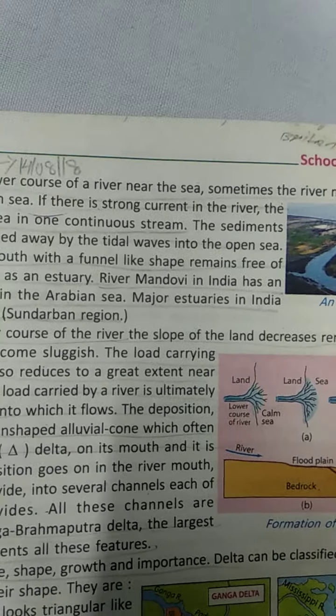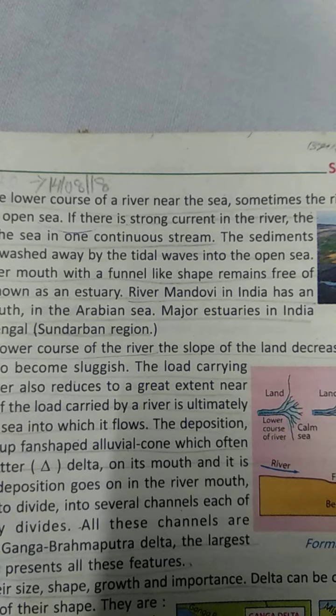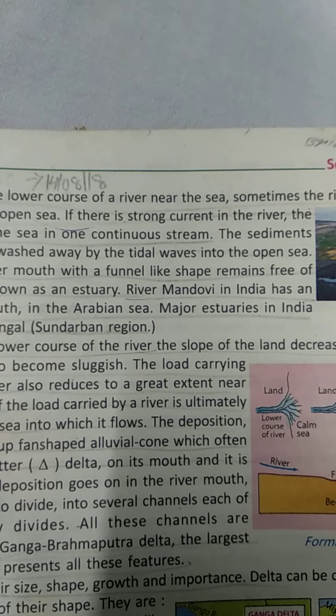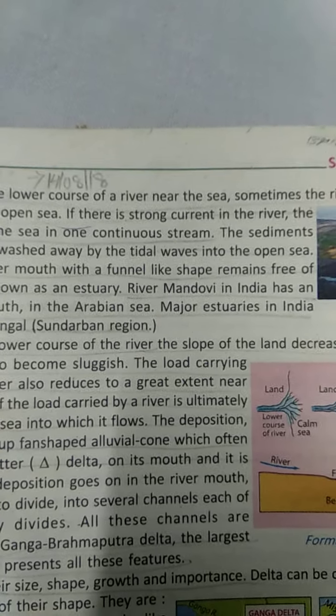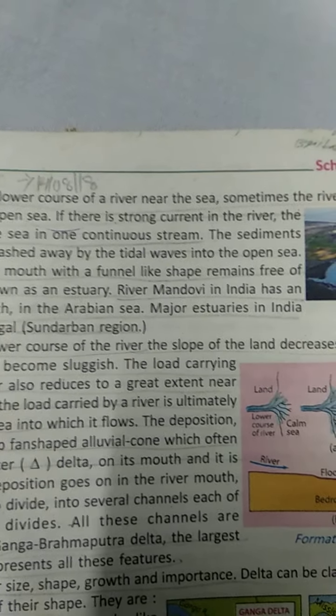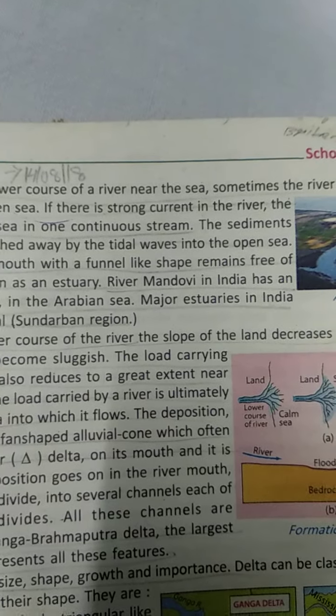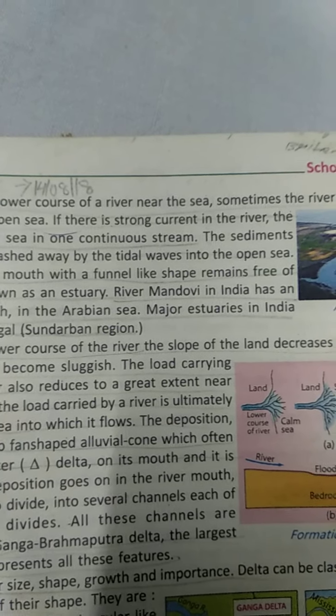The River Narmada in India has an estuary at its mouth. As it falls into the Arabian Sea, there is a good flow of the river, so no sediments are deposited, and so an estuary occurs. More estuaries in India occur in the Bay of Bengal, in some places of the Sundarban region. Whereas Sundarban has a delta, in some areas these things are also happening.